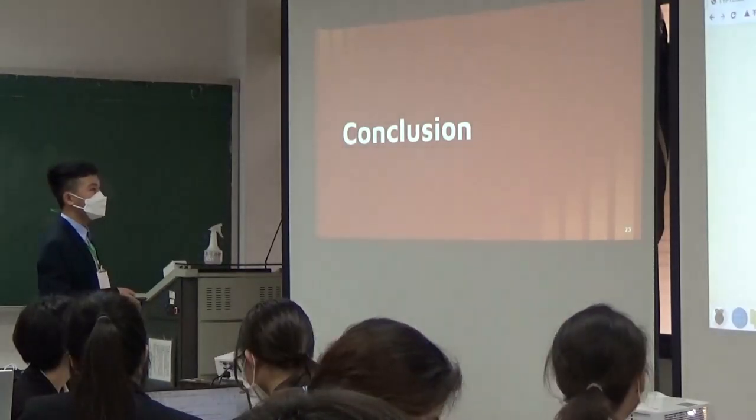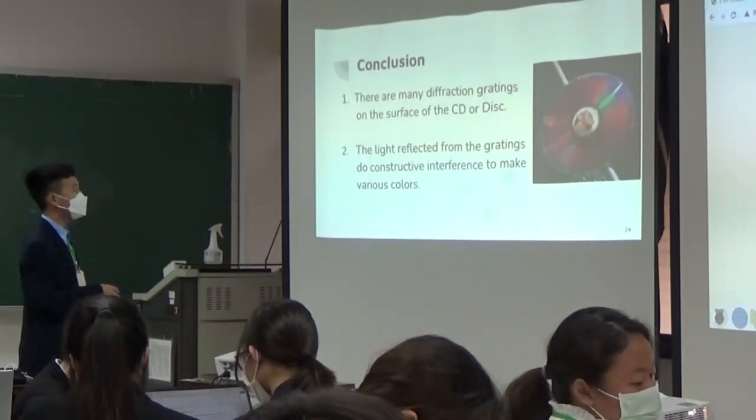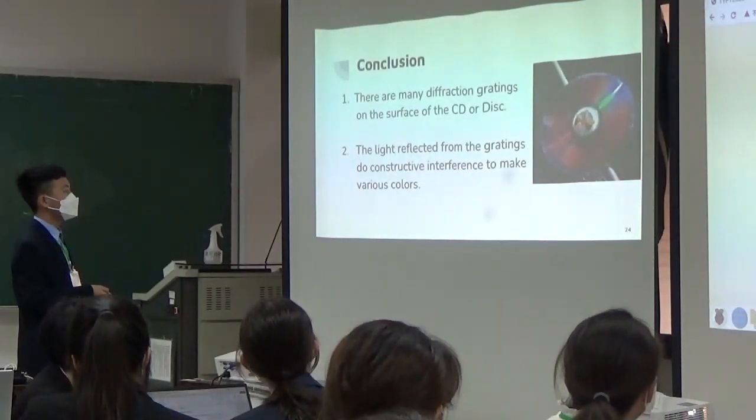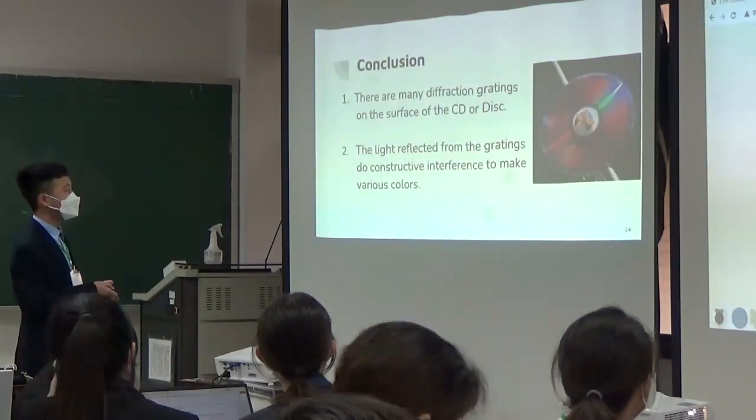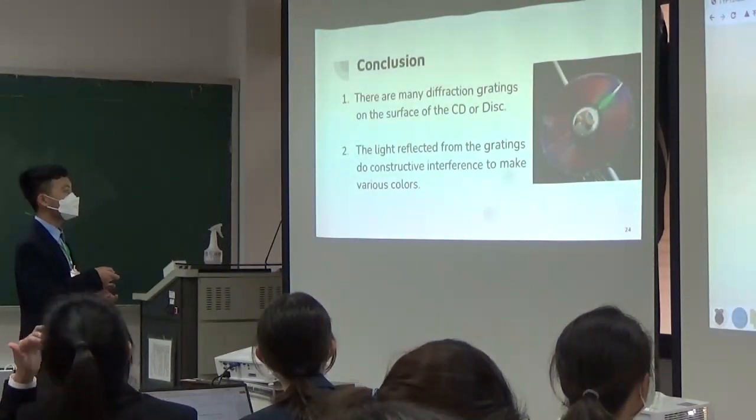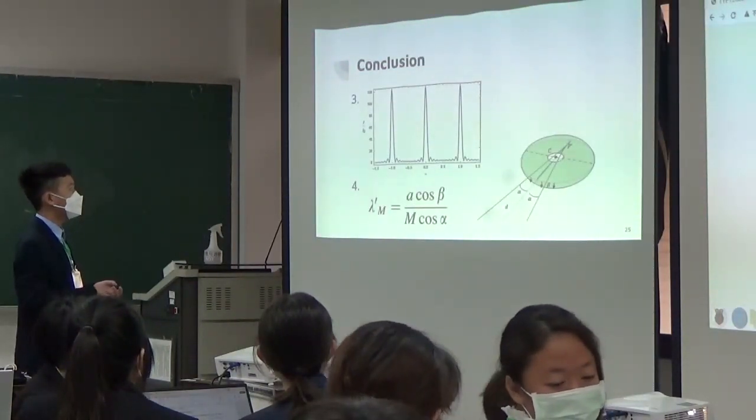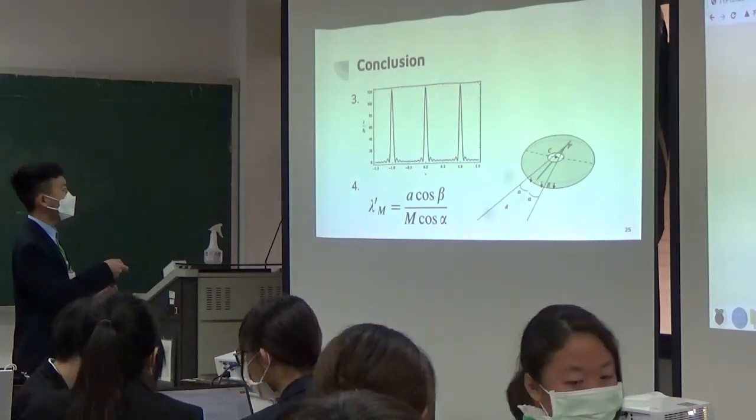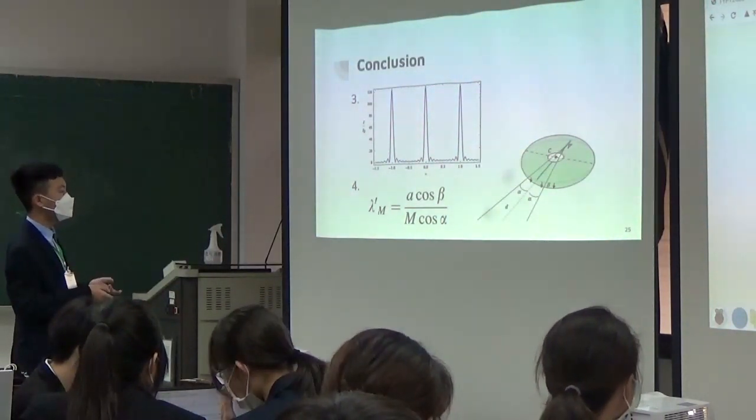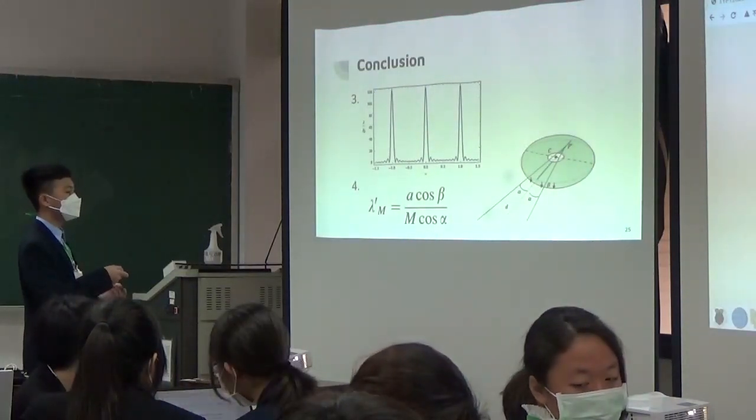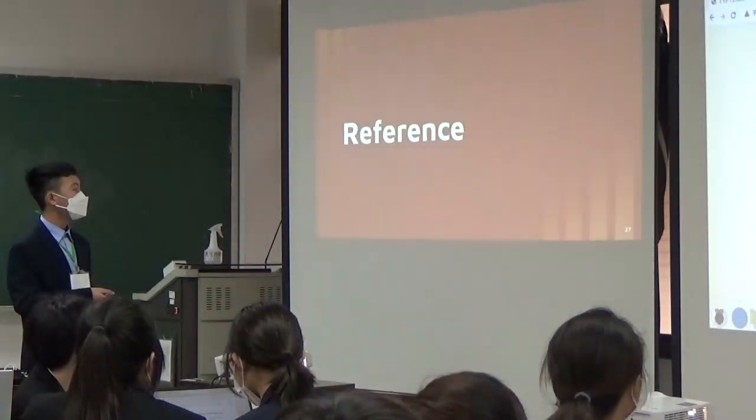Okay, so the final part is the conclusion. Since there are many diffraction gratings on the surface of the CD or disc, it forms a color line, and the light reflected from the gratings undergoes constructive interference to make various colors. The conclusion is that the light intensity gets larger when the condition of n times lambda holds, and this formula is proved by the experiment. Understand?